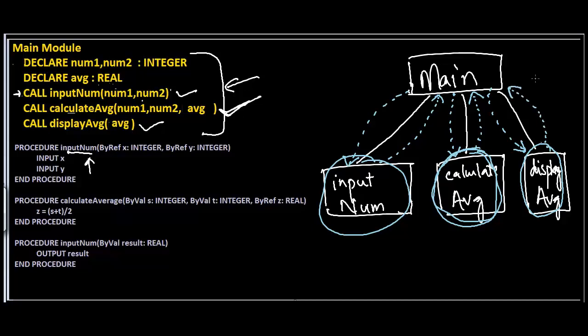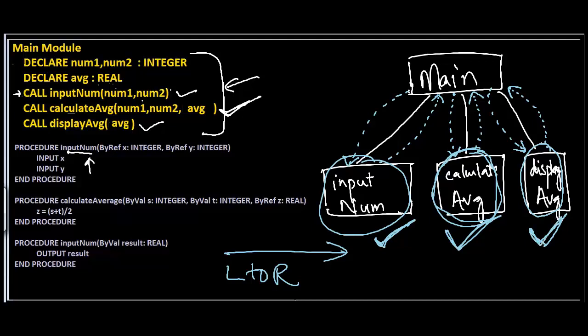So a structure chart gives us information about what's happening in this program. Looking left to right, we can say that this is the first procedure that was called and therefore executed. This was the second procedure that was called and executed, and then this was the third procedure that was called and executed. So we have to look from left to right to determine the sequence in which these procedures were called.